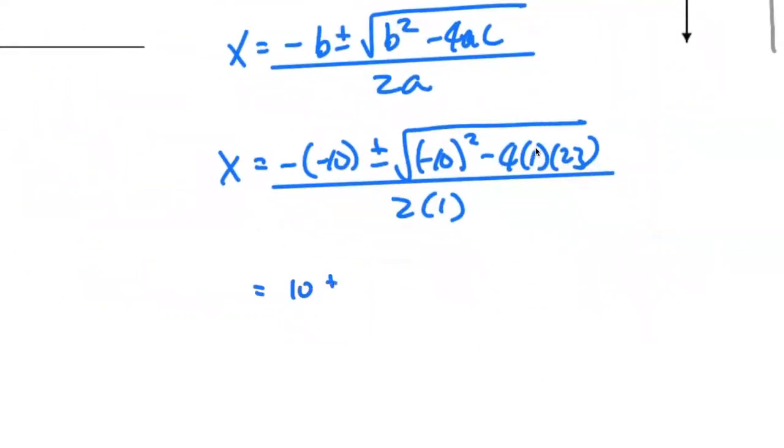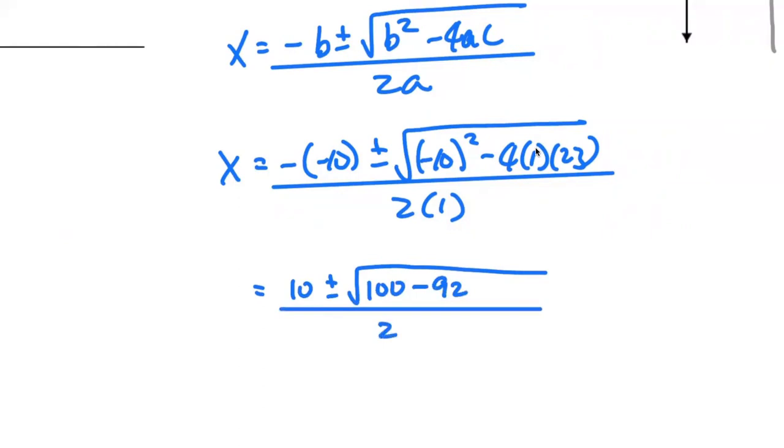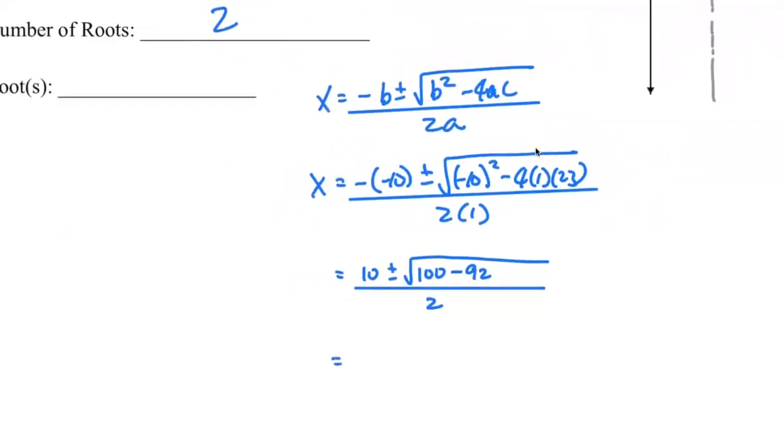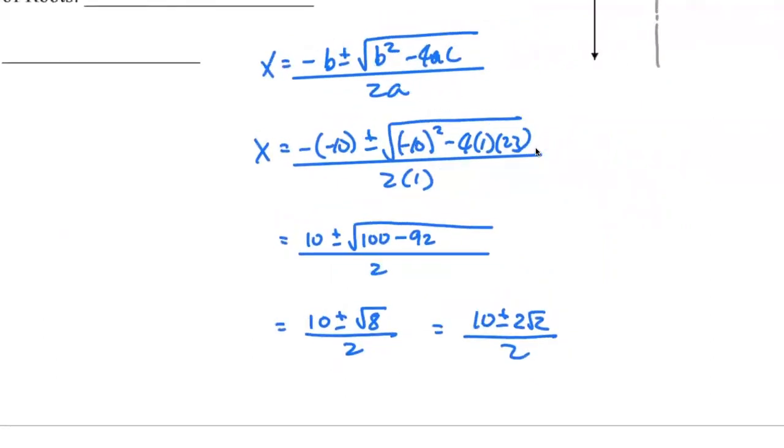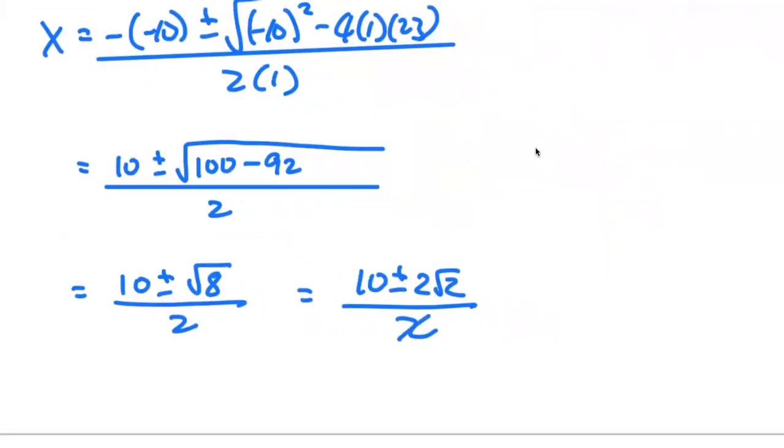So we have 10 plus or minus the square root of 100 minus 4 times 1 times 23. So that would be 92 over 2. So that means I've got 10 plus or minus square root of 8 over 2. And that would be 10 plus or minus 2 root 2 over 2. I hope by now you have this automaticity to simplify the radicals. Then we will go ahead and simplify. So you have 5 plus or minus root 2 as your roots.